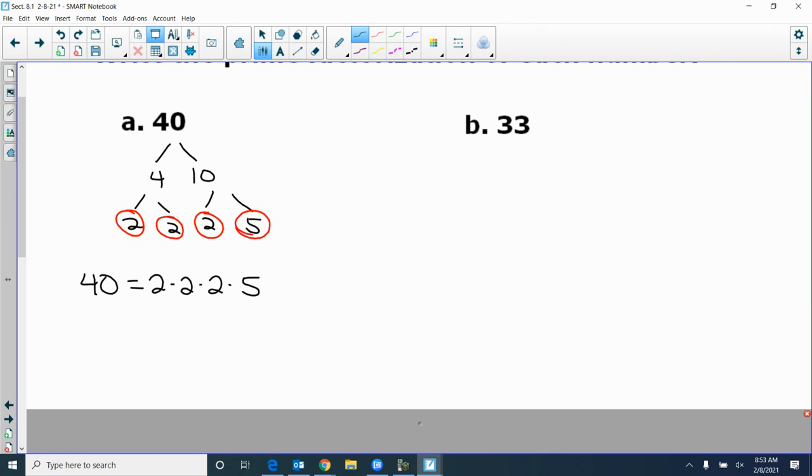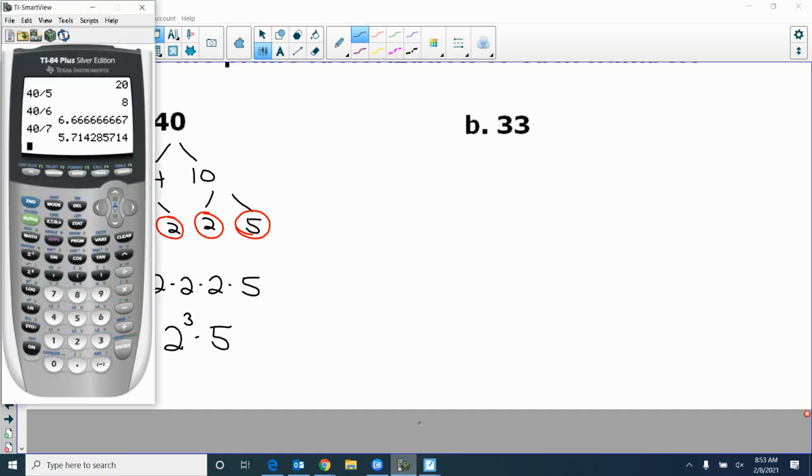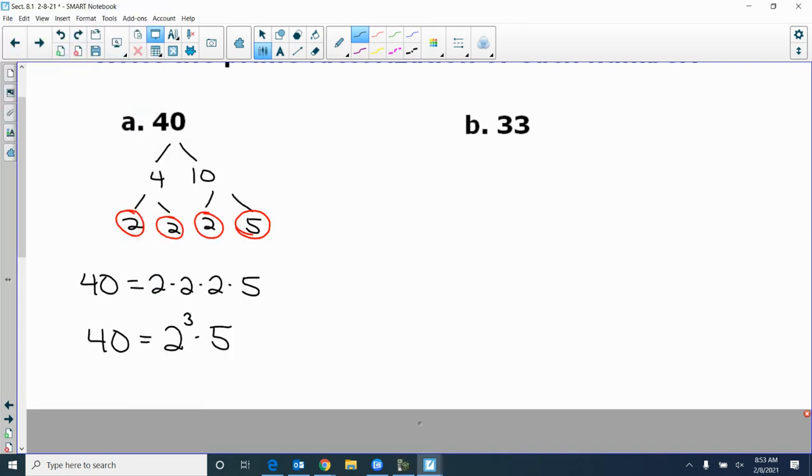Now, in some cases, how can you write it when I have 3 2's? That is 2 to what power? 2 to the 3rd power. So sometimes you'll want to do that. Sometimes we want to leave it as all three twos, and sometimes we want to say it's just 2 to the third power, because 2 to the third power is going to equal 8, and 8 times 5 is going to give me 40. And we always are going to list smallest to largest.